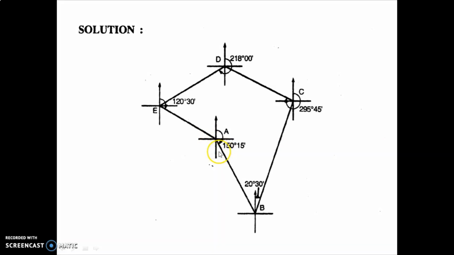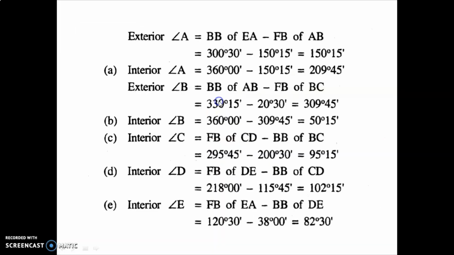But here this angle is formed outside the traverse. That's why I have used the word exterior angle A. And our aim is to calculate the interior angle. So what do I have to do? You have to deduct this value from 360 degrees.